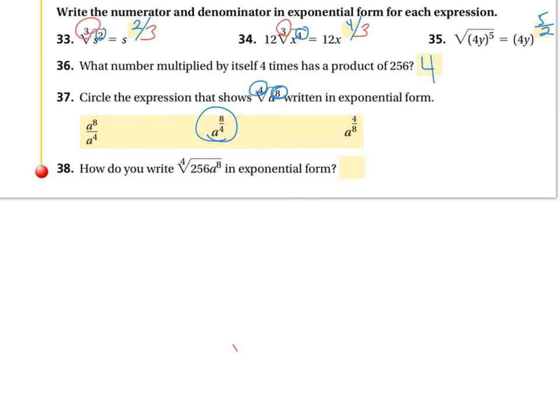So if we want to write the fourth root of 256a to the eighth in exponential form, we could write it as 4a to the 8 over 4. But did you know those fractions that you see as an exponent can be reduced as well? So this would be 4a. What's 8 divided by 4? That's right, 2. So this would be the most simplified version of that number.